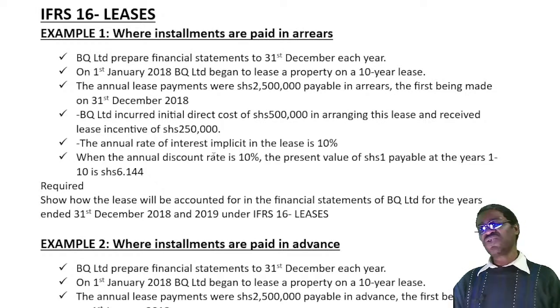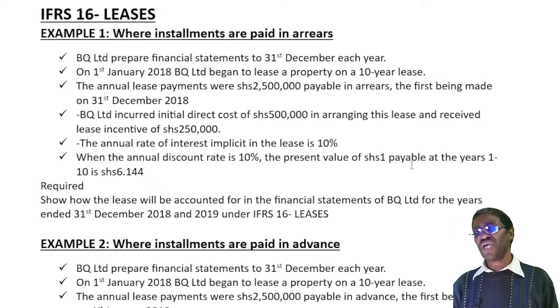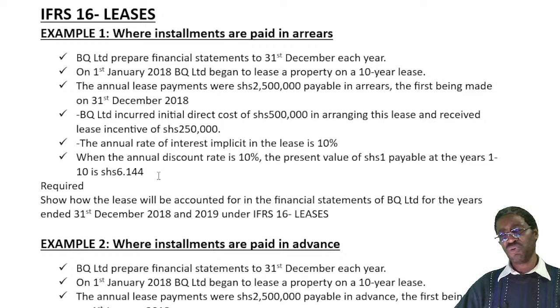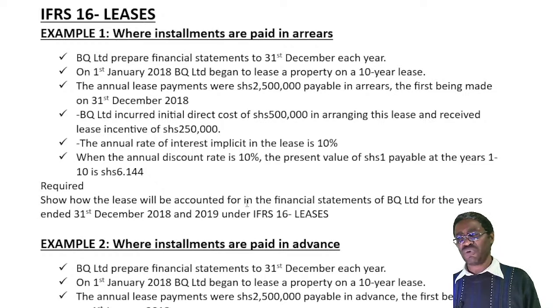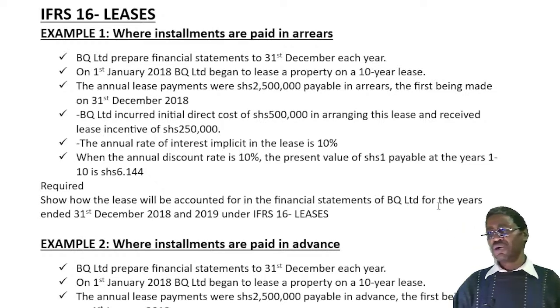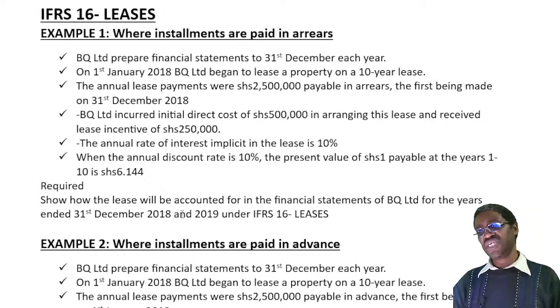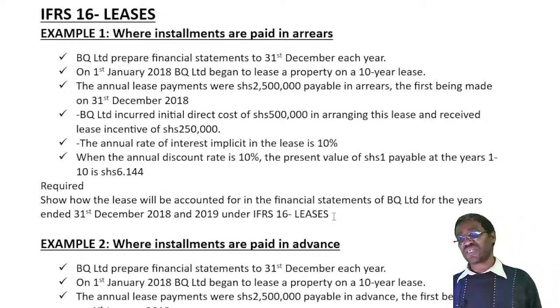When the annual discount rate is 10%, the present value of 1 shilling payable at the end of year 1 to 10 is 6.144 shillings. Required: show how the lease will be accounted for in the financial statements of BQ for the years ended 31st December 2018 and 2019 under IFRS 16, Leases. Okay, let me do that question now.